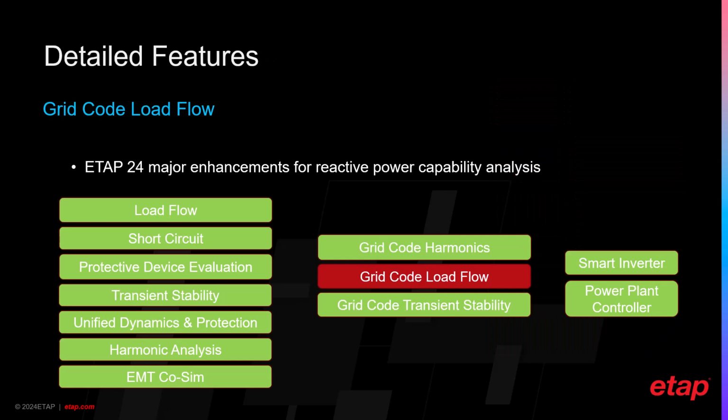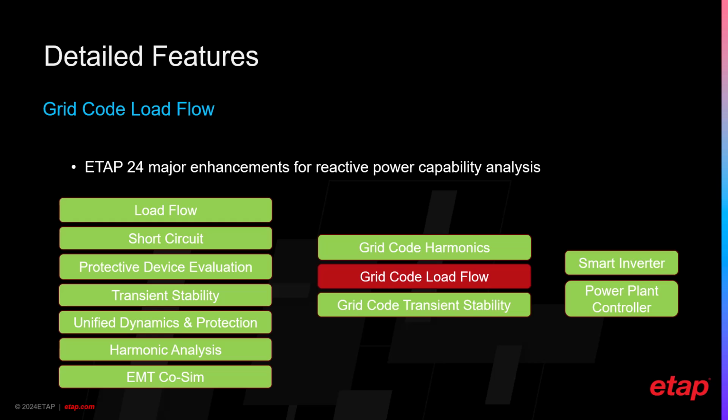ETAP combines extensive modeling capabilities with advanced solution algorithms, enabling you to undertake the wide range of studies required for grid connections and grid impact analysis of wind parks, PV generations, and other renewable energy power plants. Various study modules in ETAP enable conduction of all required interconnection studies, including but not limited to load flow, short circuit, protective device coordination, transient stability, unified dynamics and protection, harmonic analysis, as well as co-simulations with electromagnetic transient programs.